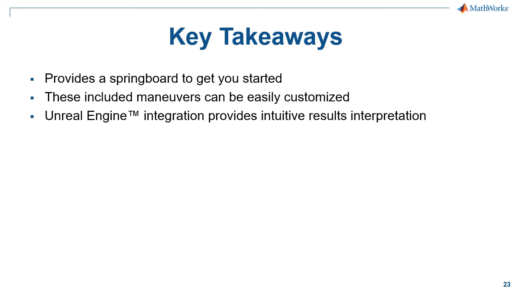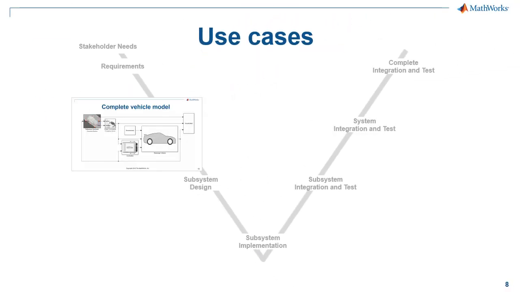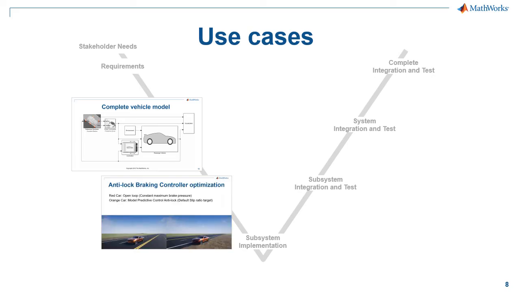Let's get back to our V-model diagram. We viewed the system level design. Now let's focus on subsystem design.